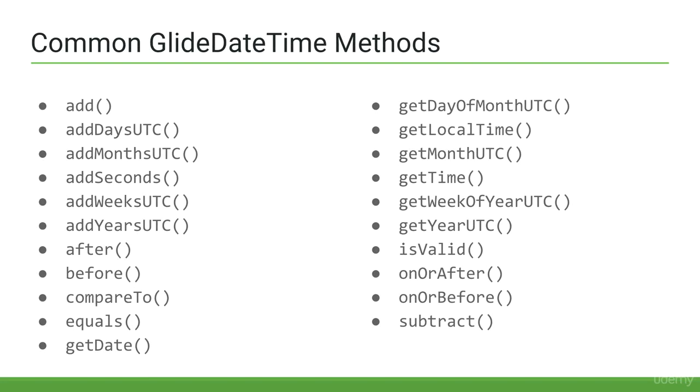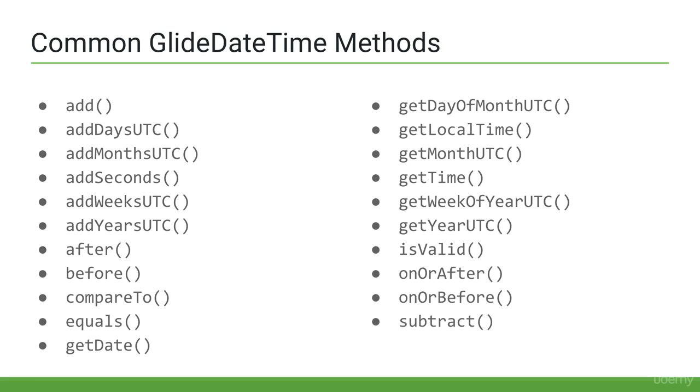Here's a list of some of the common GlideDateTime methods. This doesn't represent all of them, but just some of the more commonly used methods. So we have an add method that adds milliseconds to a GlideDateTime object. We have addDaysUTC, which adds days to the GlideDateTime object. addMonthsUTC, addSeconds, addWeeks, addYears, etc.